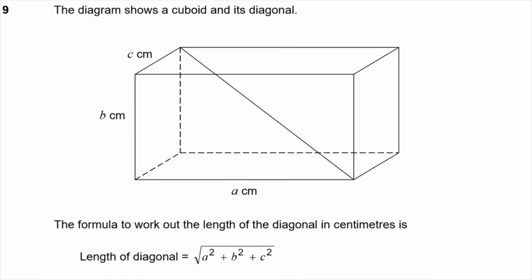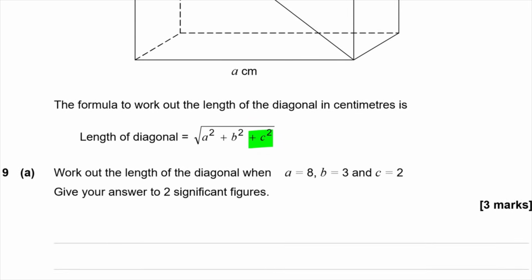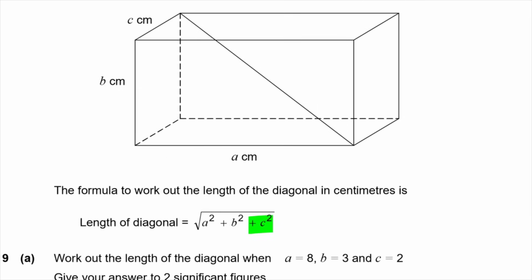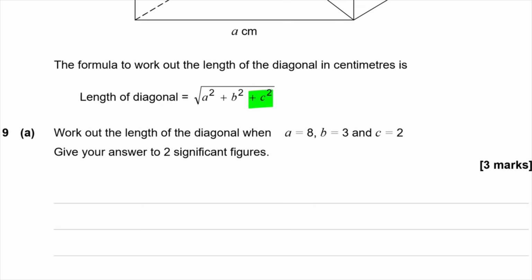The diagram shows a cuboid and its diagonal, and the formula to work out the length of the diagonal in centimeters is length of diagonal equals the root of a squared plus b squared plus c squared. This is one of those interesting extensions of Pythagoras' theorem. So when you move from 2 to 3 dimensions, all you've got to do is add in your extra length to work out the length of the diagonal. Quite cool. So what do we have to do here? Work out the length of the diagonal where a is 8, b is 3, and c is 2.